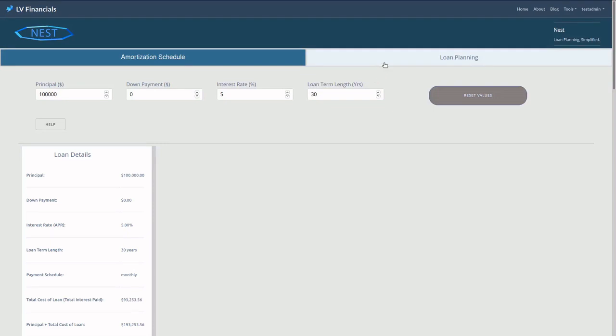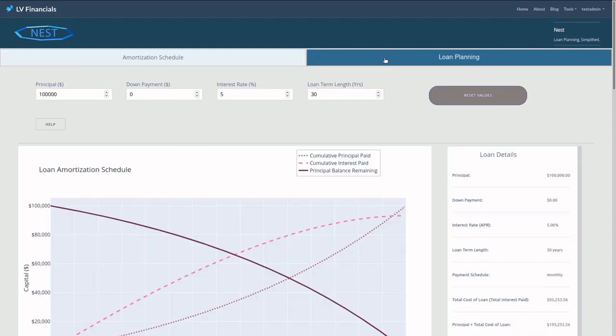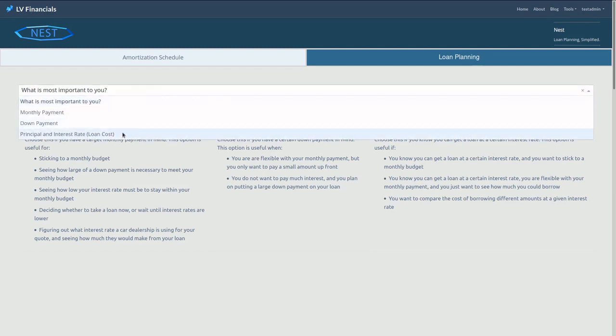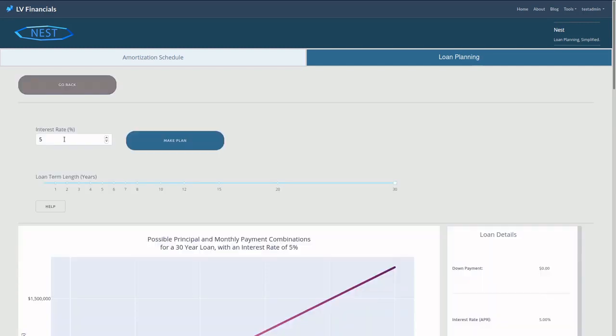Click on the Loan Planning tab. From the drop-down here, you'll want to choose Principal and Interest Rate. Here is where you can enter the details of the loan. So let's suppose that you want to buy a car, and the car loan that you're taking out has a 5% rate and a term length of 60 months, or 5 years. You can enter those inputs and then click Make Plan.